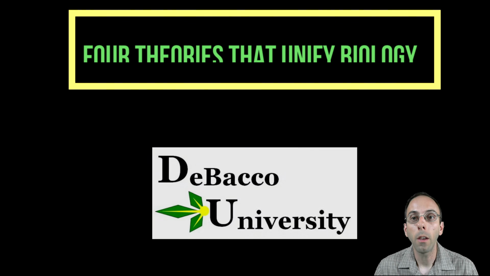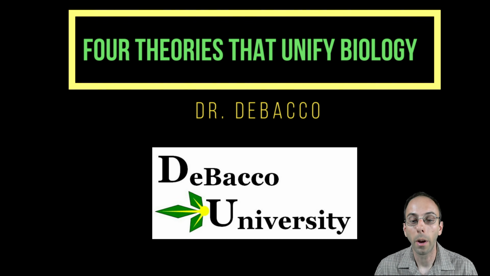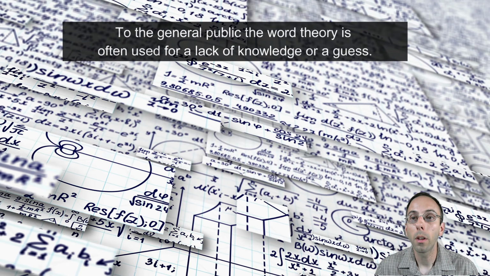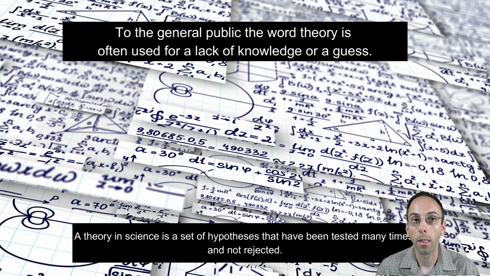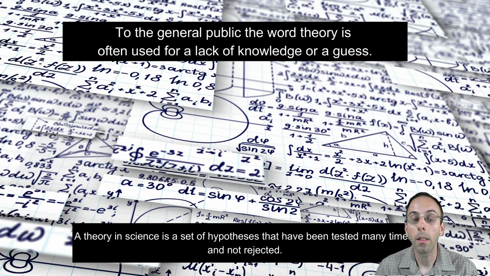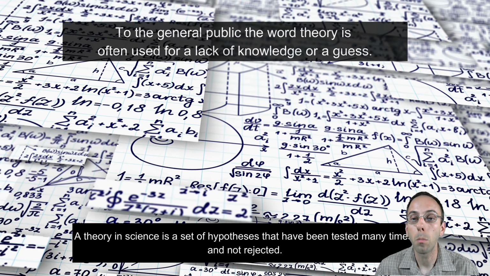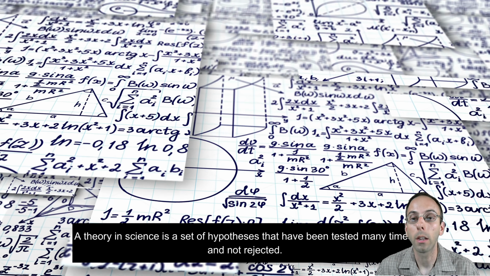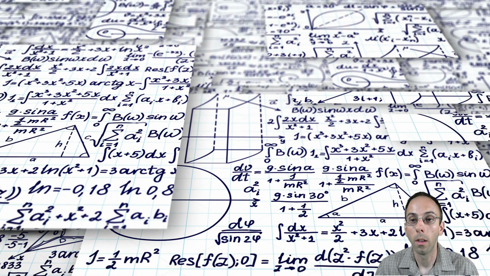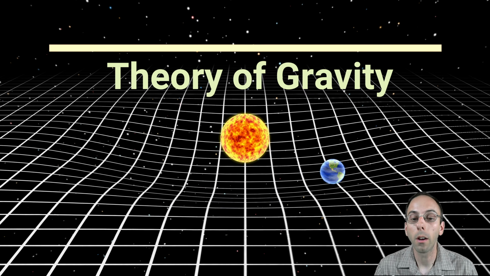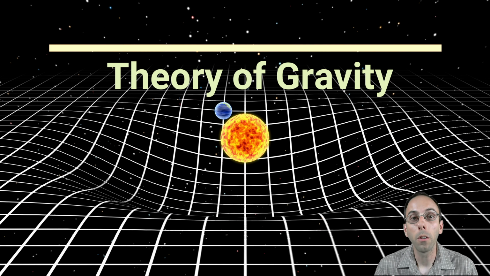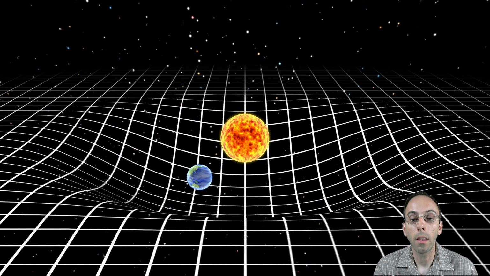We also have the 4 theories that unify biology to cover those. Well, because we're talking about theories, we need to kind of define a theory. Now, in the general public, a theory is often used when there's a lack of knowledge or a guess. However, in the science world, a theory is a set of hypotheses that have been tested many times and not rejected, and that's a definition we're going to stick with. One example of a theory that you probably very well experience is the theory of gravity. So we all know gravity exists, but that is technically a theory.